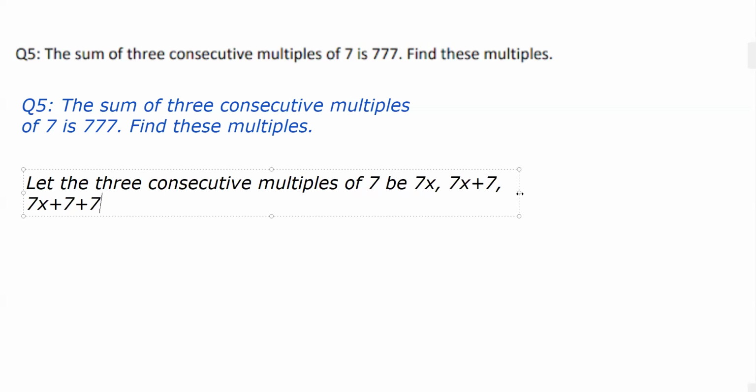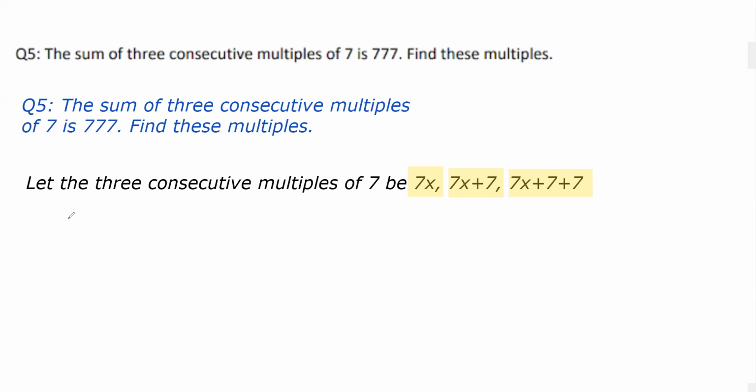So let me explain this part again. What I did here, I took the multiples of 7, because a multiple of 7 is 7 multiplied by some number. If this is the first multiple, the next multiple is obtained by adding 7 to the preceding. And similarly, the next multiple of 7 is obtained by adding 7. For example, if I say 14 or say 21 is a multiple of 7, the next multiple of 7 can be obtained by adding 7 to this, that is 28. Now, this is the idea and the logic.